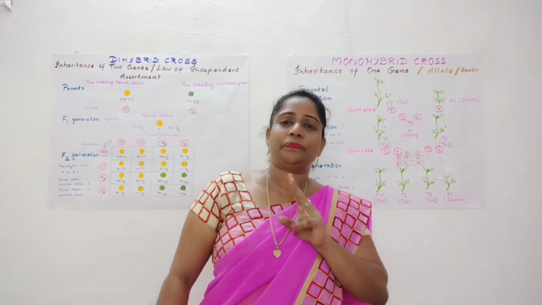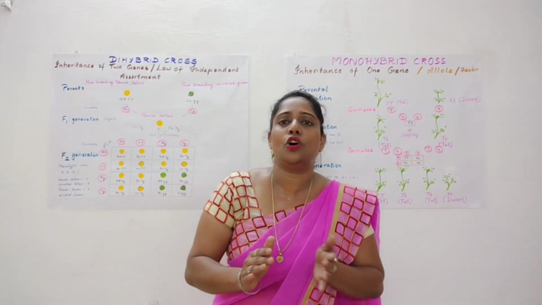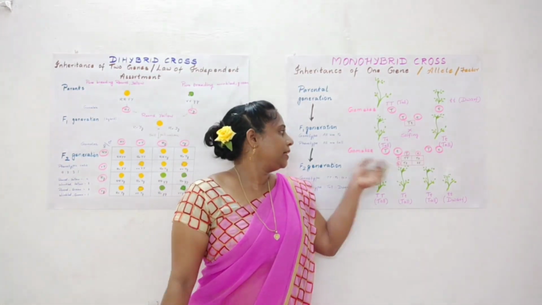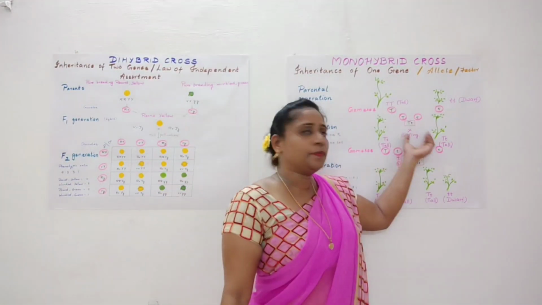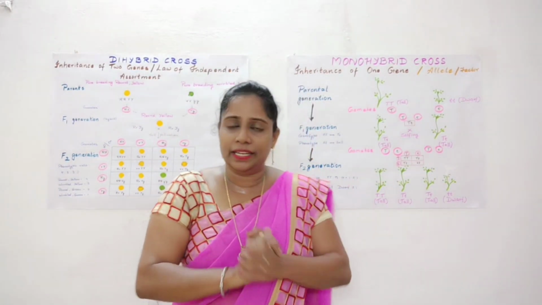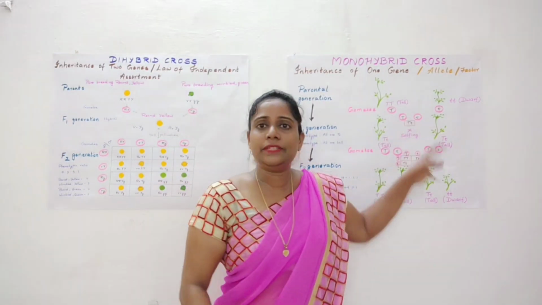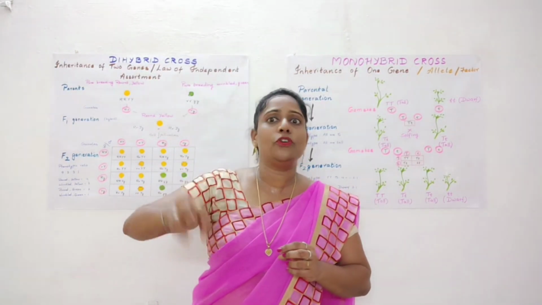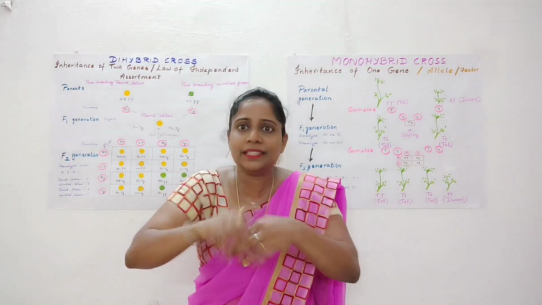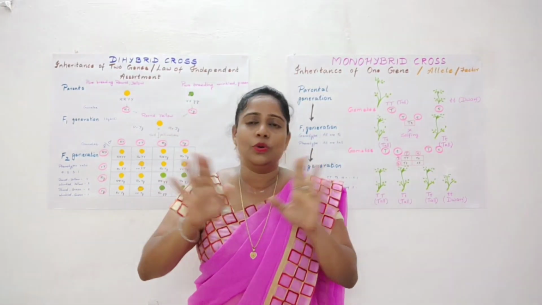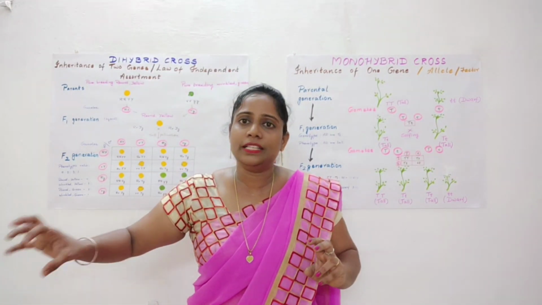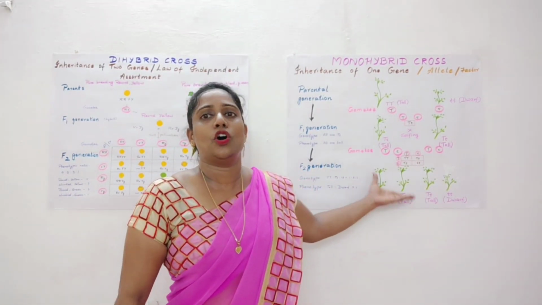What is the second law? The second law is the law of segregation. When I say segregation, it means here, see, the capital T and small t, both alleles were together in the F1 hybrid. But during the formation of gametes, they separated. Was there any mixing? Was there any confusion? No. Both alleles separated as individual capital T and individual small t. So this is called the law of segregation.